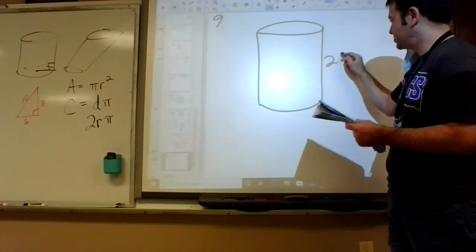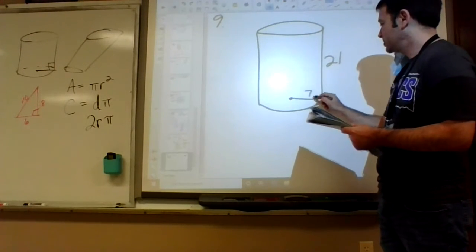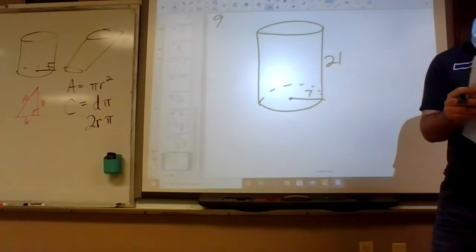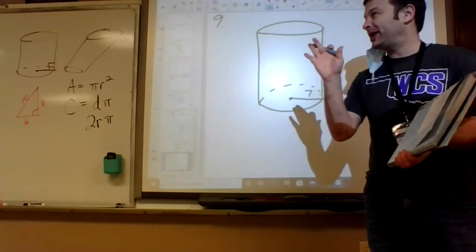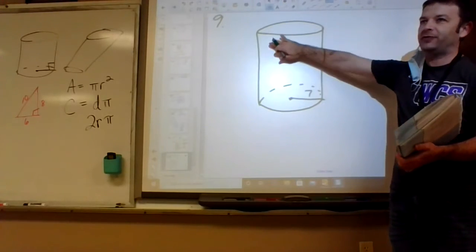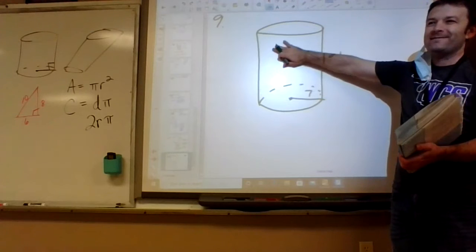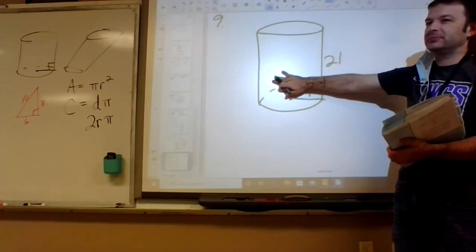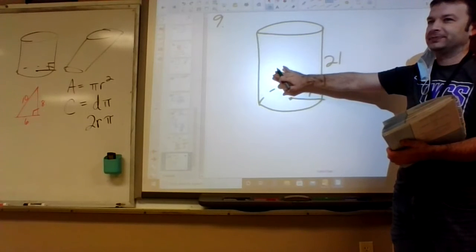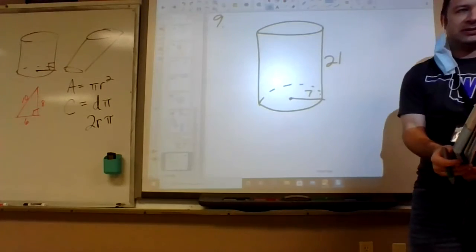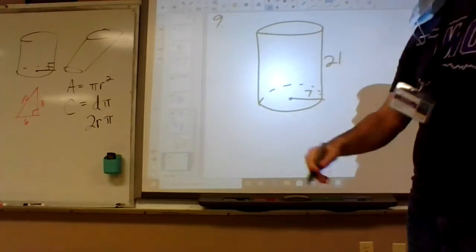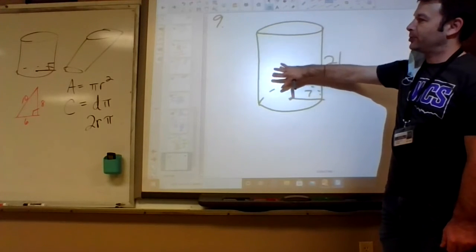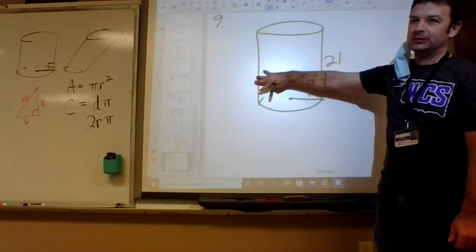Okay, so it says the height is 21, the radius is 7. If it's asking how much paint we need to paint the sides, then what are we actually looking for? Volume? The diameter? What are we looking for, Joseph? Yes, we're looking for the lateral area. We're not gonna paint the top or the bottom, it's on the ground. We're just painting the sides, so we're looking for the lateral surface area.